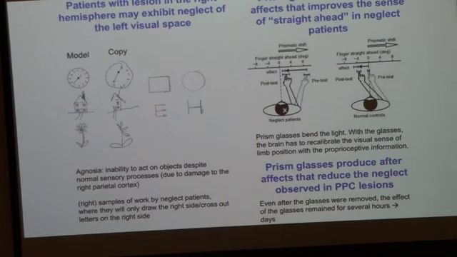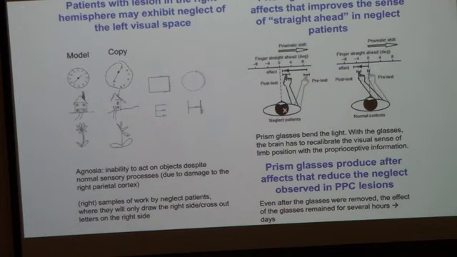And if you have neglect patients and tell them to look straight ahead, they're going to be deviated a lot. But if you give them prism glasses that shift the way light is coming in, so your direction of seeing is shifted, you can fix the problem in neglect patients. But if you do that to healthy patients, it shifts their view and their straight is this way.